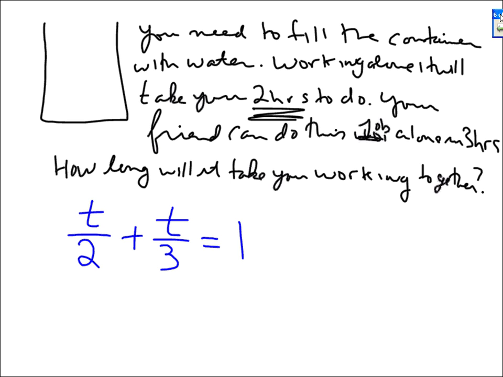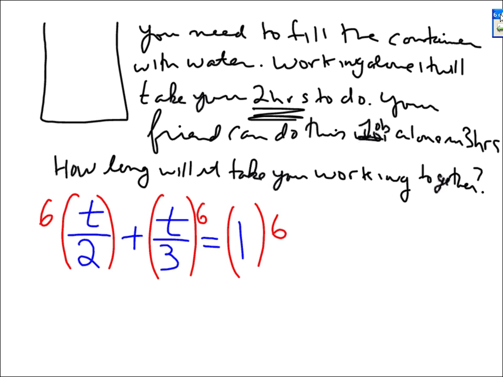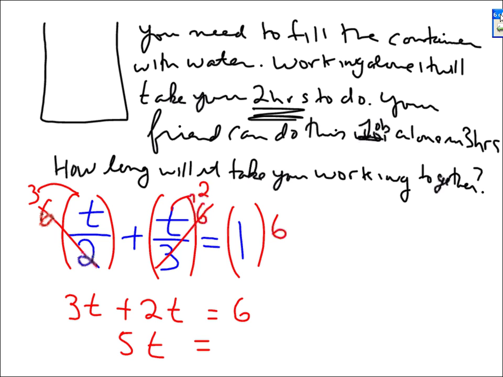Now this is the problem we need to solve. And the LCD for these two fractions, that is, the LCM for the denominators is 6. The first common multiple is 6. So we multiply everything by 6. 2 goes into 6 3 times. 3 goes into 6 2 times. 3 times T plus T times 2, which is 2T, equal to 6. So 5 T's is equal to 6.